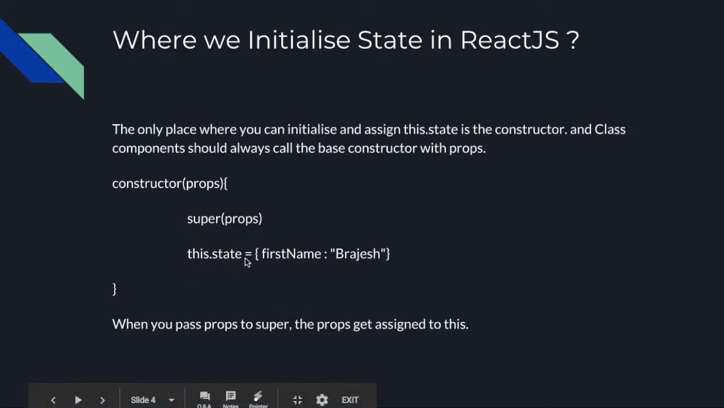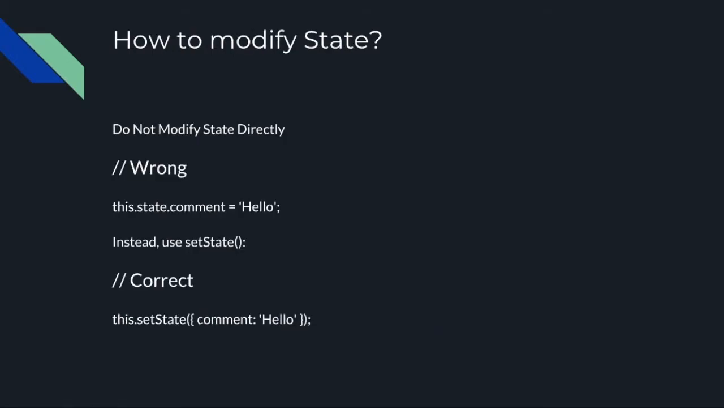And then this.state, and then we just have a plain JavaScript object. So this is the way you assign state inside the constructor. How to modify state? Whenever we are talking about modifying the state, always remember we always use setState. So this.setState, and whatever variable you want to modify, you put inside this setState. This is the correct behavior. Most of the guys use the other way, but that is incorrect behavior to assign or modify state.